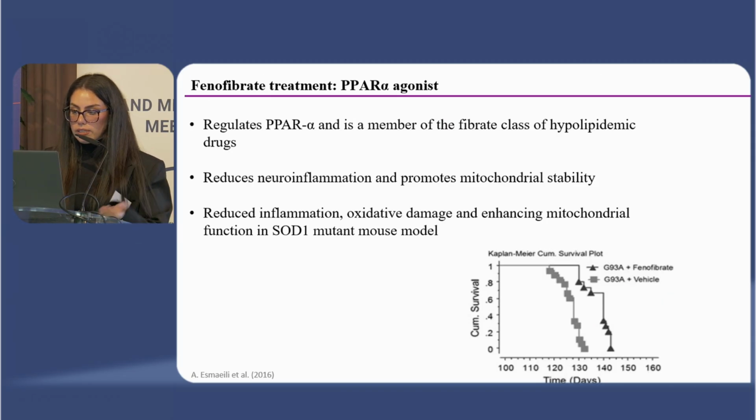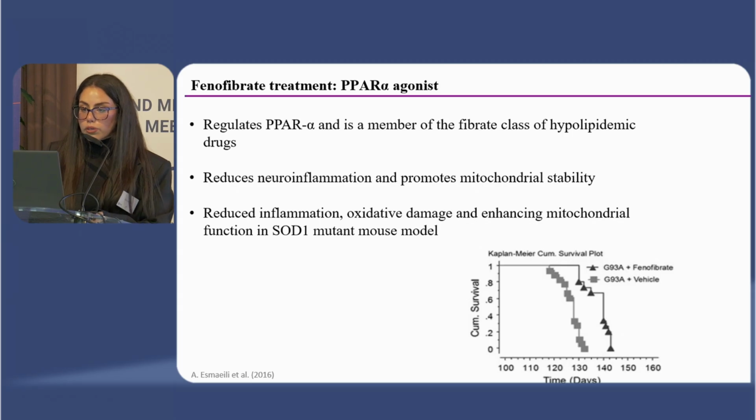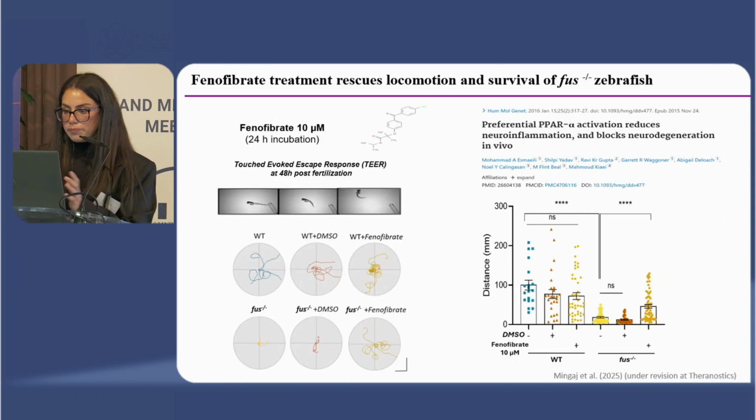Then we wanted to target this downregulation using a molecule that can help in restoring FUS gene function. So by looking at the previous literature, we identified a drug, which is called fenofibrate. It's a PPAR alpha agonist, and in the literature, it was shown to regulate PPAR. It is a member of the fibrate class of hypolipidemic drugs, and it reduced inflammation and promoted mitochondrial stability. Also, in the SOD1 mutant mouse model, it has been shown to reduce inflammation and increase survival rate, among other positive effects. So that's why we decided to use it as a treatment for our model.